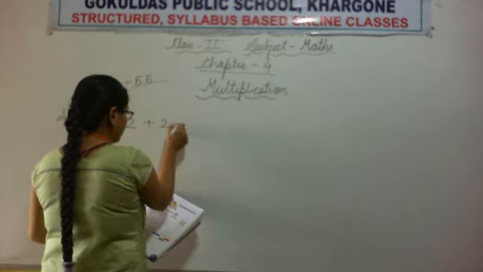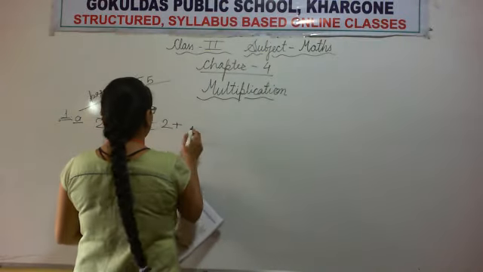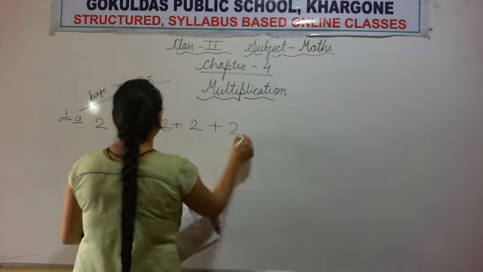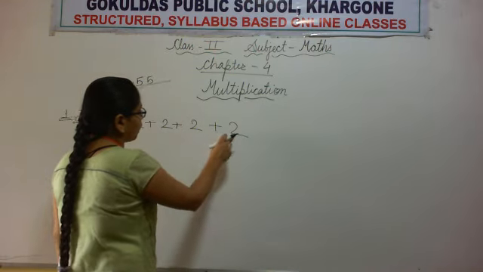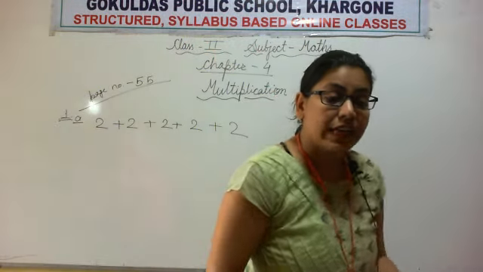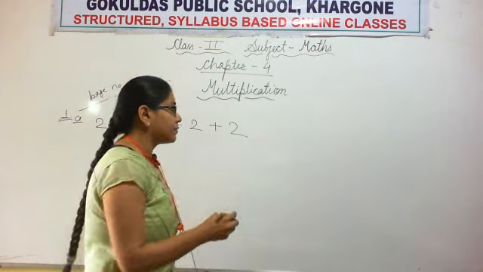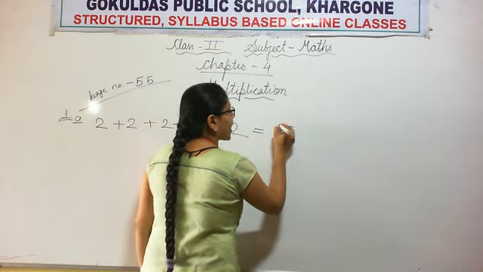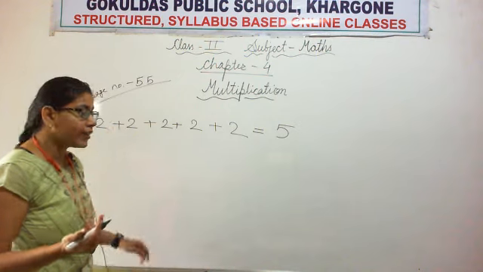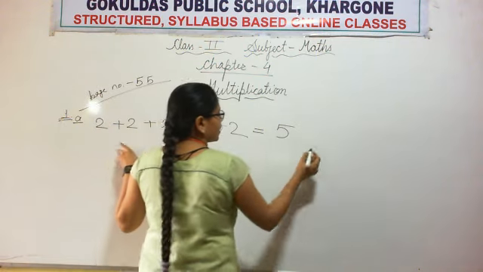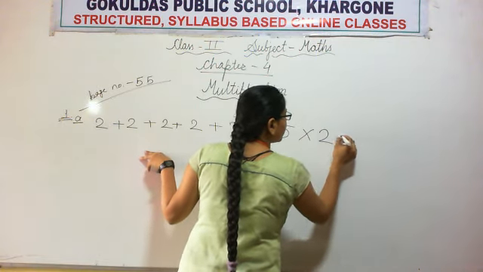Part A. Let me write the question, dear students. 2 plus 2 plus 2 plus 2 plus 2. 1, 2, 3, 4, 5. 5 times. So first of all we write the times. 5 times, and 5 times what? Number 2. Then we will write the number 2.